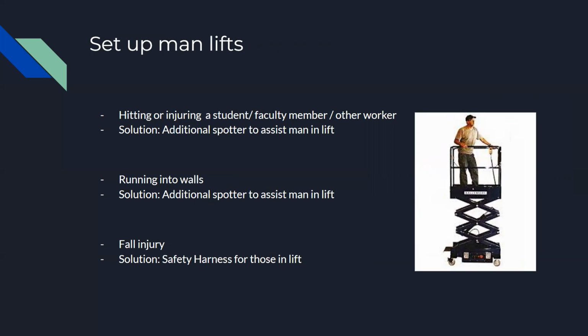To mitigate these situations, we'll use additional spotters to assist the man lift. If you are working on a man lift and there's no one around you spotting you, stop and get someone to spot you. Do not run the man lift unless you have someone to spot you. If you're running into walls, that's what the spotters are also there for. We need spotters to look at the path and clear it so that no hitting of walls can happen. Fall injury is a big situation and we want all of you to come home safely. For this reason, we will require that once you get inside the man lift, you have a harness ready and strap it on.